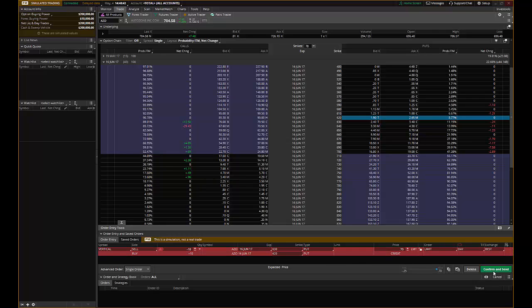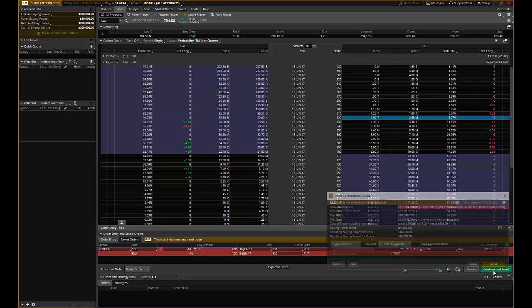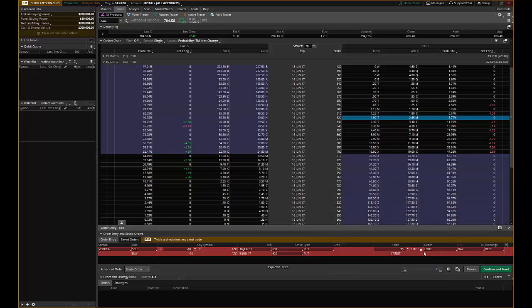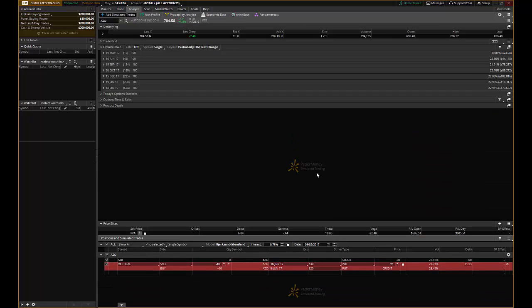Now I could just hit the confirm and send tab. And what this will do is bring up some basic information about the trade before I send it. So I can see my break evens, my max profit, and my max loss. Now I could go ahead and send that, but if I want to look deeper into the trade, I want to go down here to the trade, right click on it, and then click Analyze Trade.